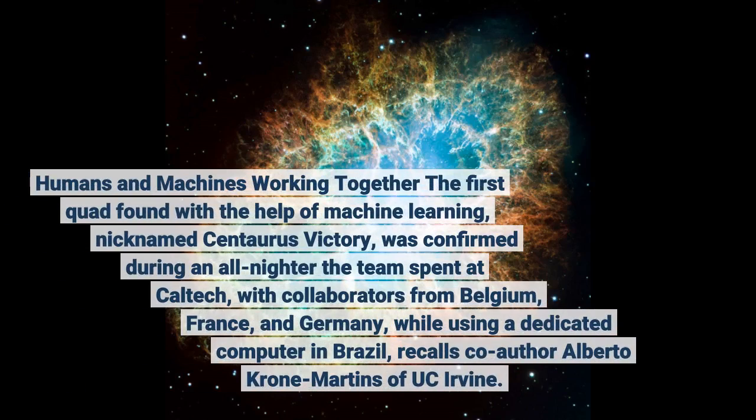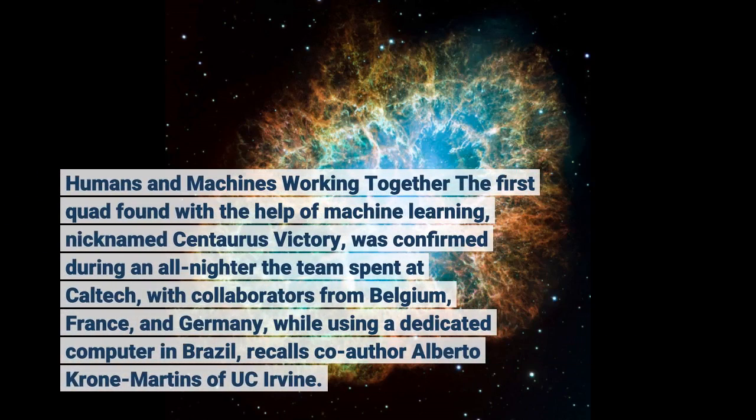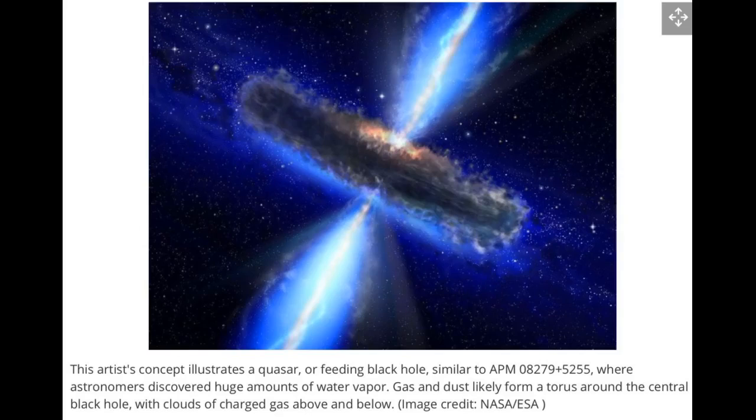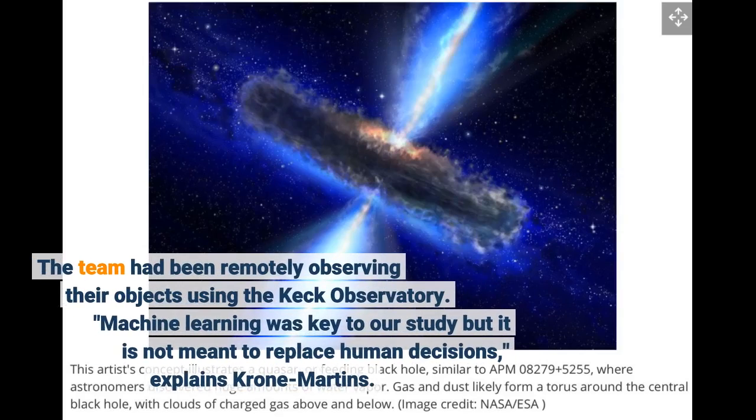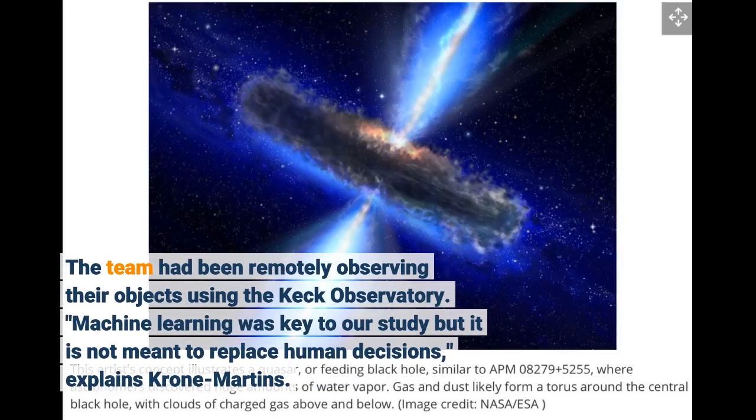Humans and machines working together. The first quad found with the help of machine learning, nicknamed Centaurus Victory, was confirmed during an all-nighter the team spent at Caltech, with collaborators from Belgium, France, and Germany, while using a dedicated computer in Brazil, recalls co-author. The team had been remotely observing their objects using the Keck Observatory.